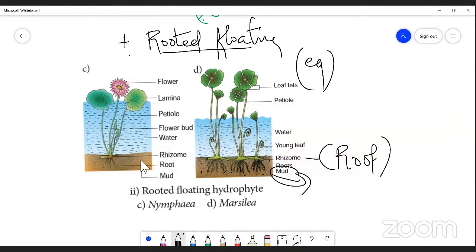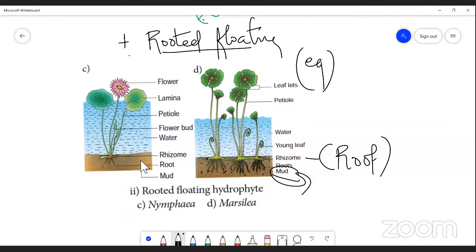The root is fixed in the soil. Very good. And the leaves and flowers, seeing the picture you can say, are floating. That is the difference, right? The root is fixed in the mud or soil, and its leaves and flowers are floating on the surface of water. That is called rooted floating.